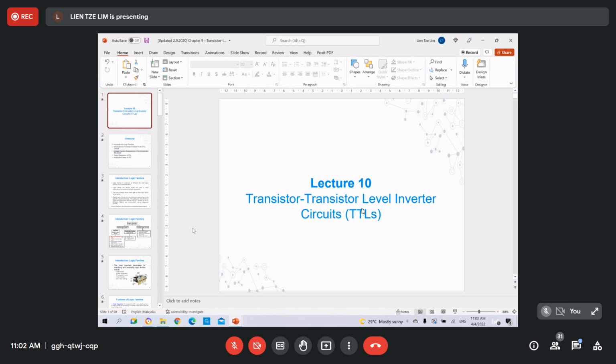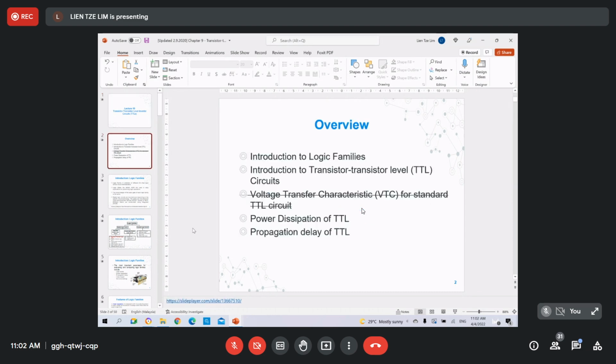Okay, but in this course, the transistors that I emphasize most are PMOS and NMOS. For this topic, it is not using PMOS and NMOS. It uses another transistor instead. So the outline for this topic is introduction to logic family.